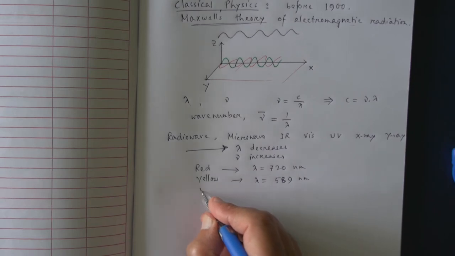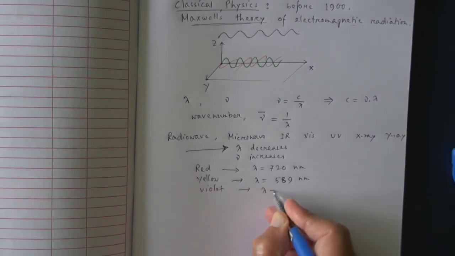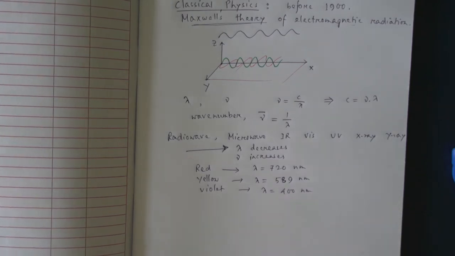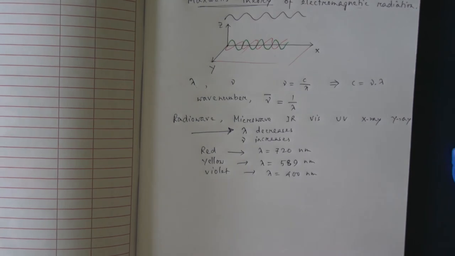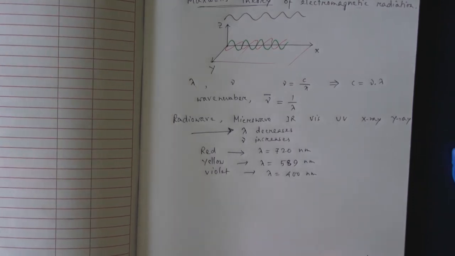Violet means say wavelength is nearly 400 nanometer. Now, if it is 390 nanometer, we'll see it violet. Okay. So this is classical physics.